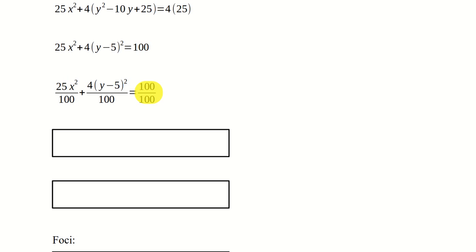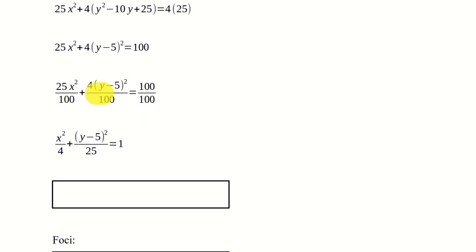Now, notice that a lot of simplification is going to happen. And that's because the way I write these, the a and the b, that is the horizontal and the vertical asymptotes, are always integers. So let's take a look at the x term. And notice that 25 over 100 gives us a 4 downstairs. So when we simplify that first term, that x term, we're going to see a 4 downstairs. Notice that in the second term, 4 over 100 simplifies with a 25 downstairs. And of course, this is equal to 1.